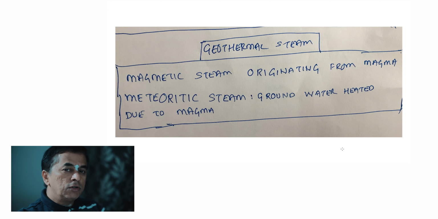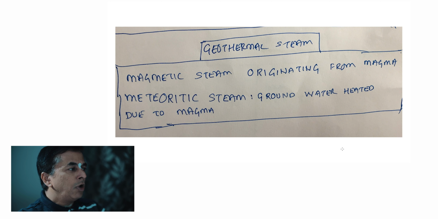Now, these geothermal streams are of two types. Magmatic stream, originating from the magma, means what? The well or the geothermal point where we have a source of heat will itself have a lot of magma, and that will be coming out from the surface of the earth crust. This stream is called the magmatic stream.